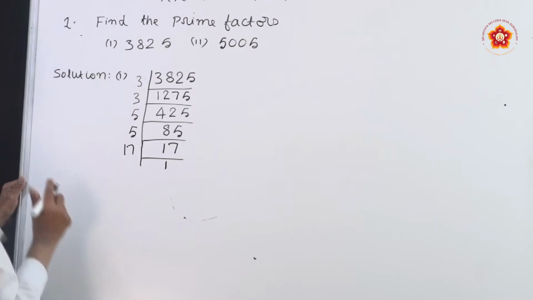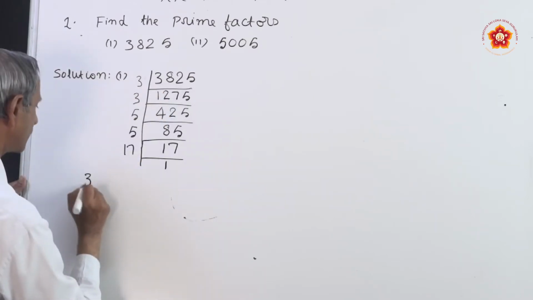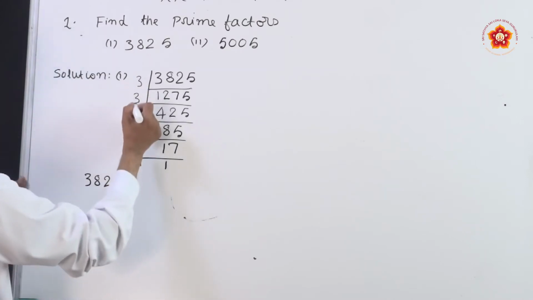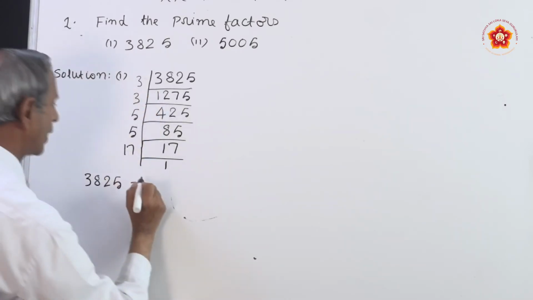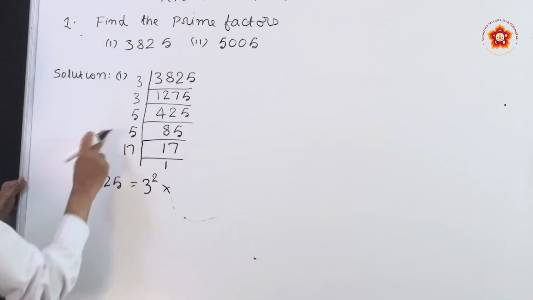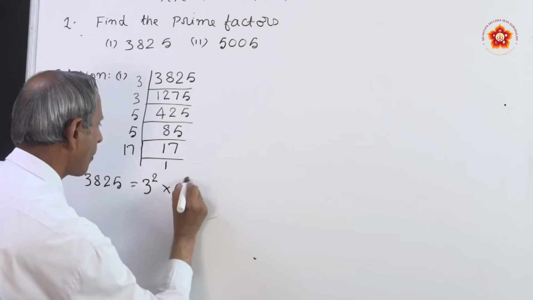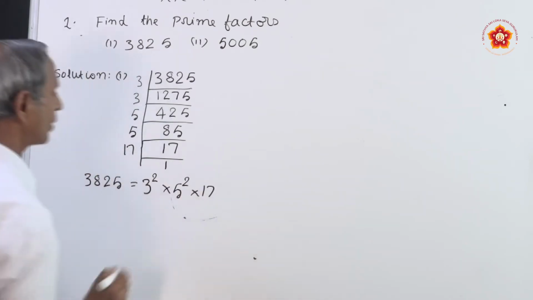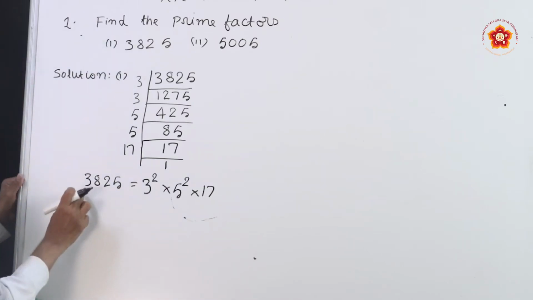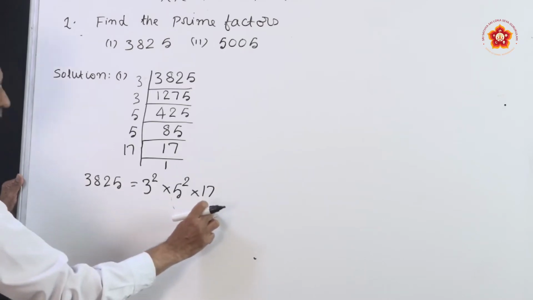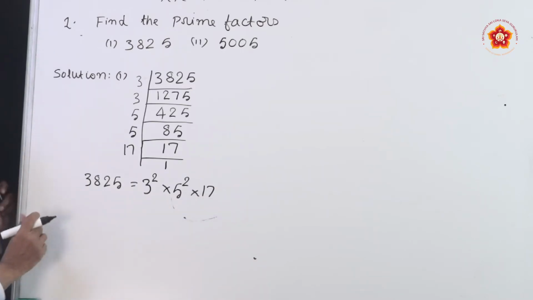Now, we have to write the prime factors of 3825. 3 is there how many times? 2 times, you can write it as 3 square. 5 is there 2 times, we can write it as 5 square. Then 17 is the next factor. Therefore, the prime factors of 3825 are 3 square into 5 square into 17. Now, let us find the solution for the second problem.